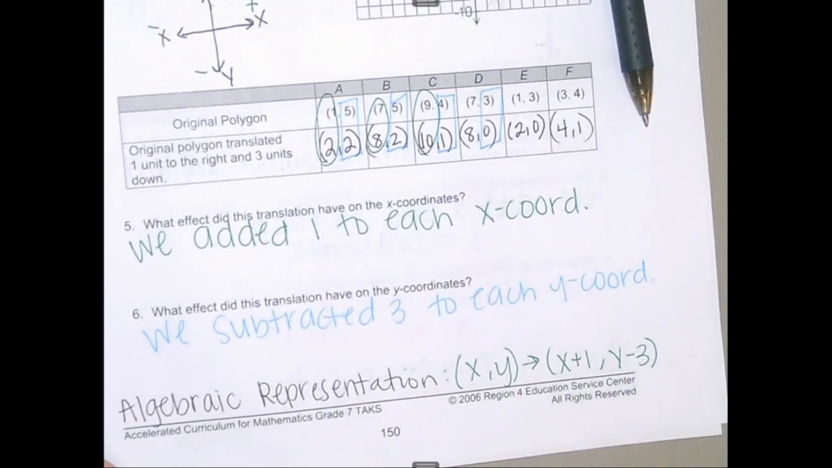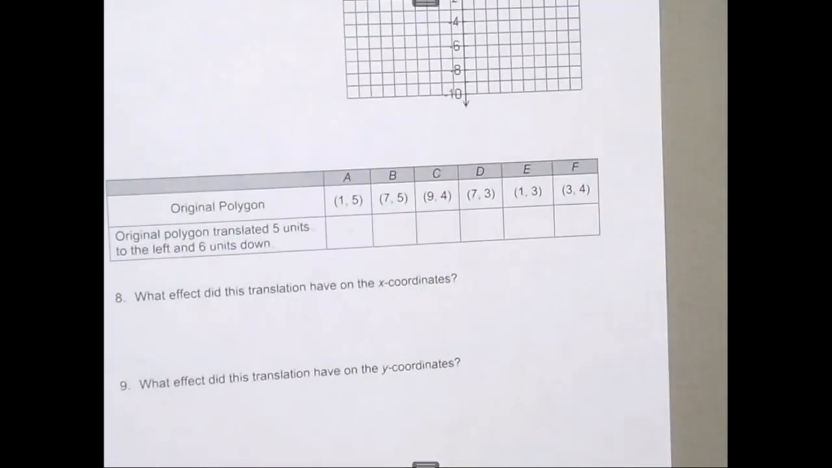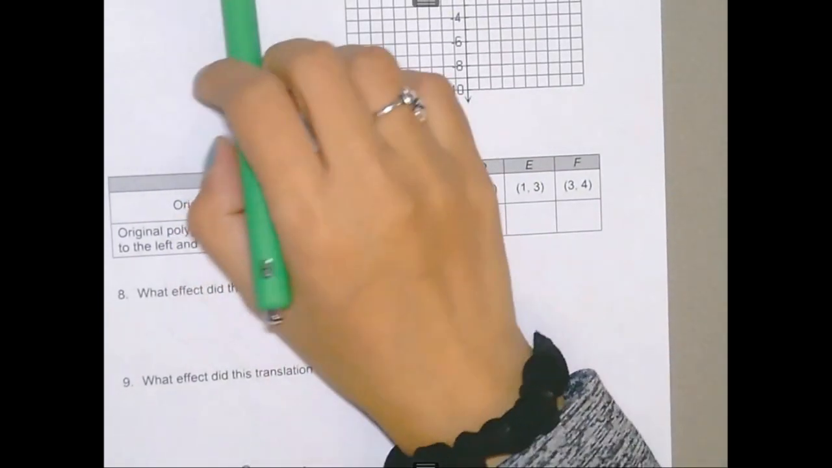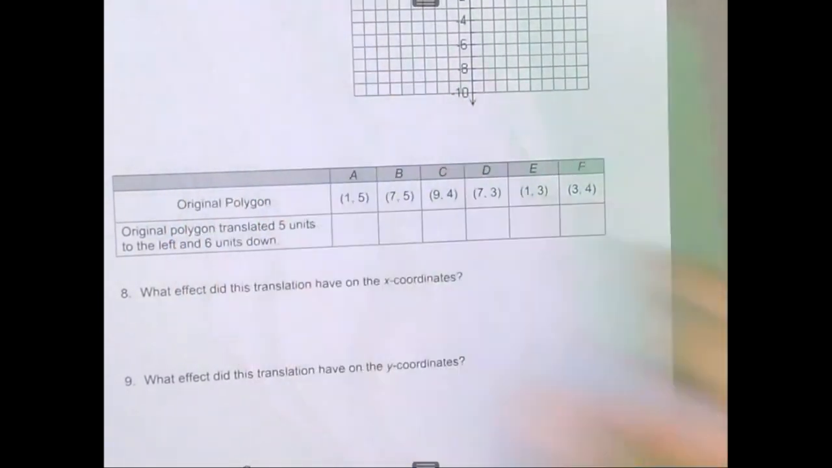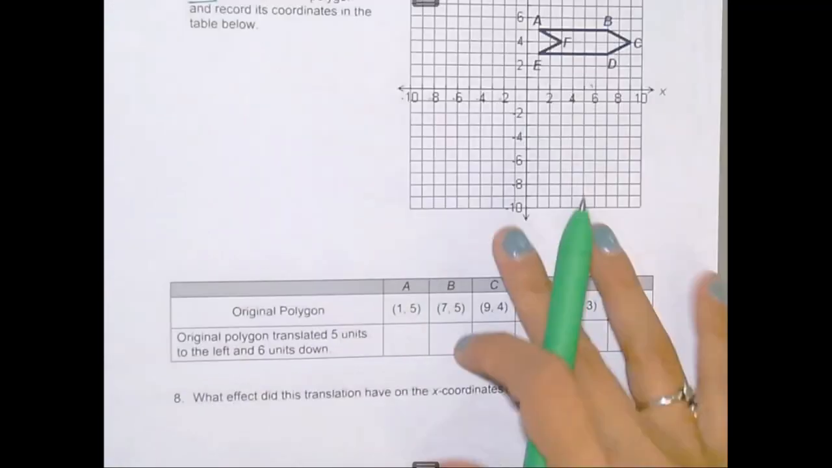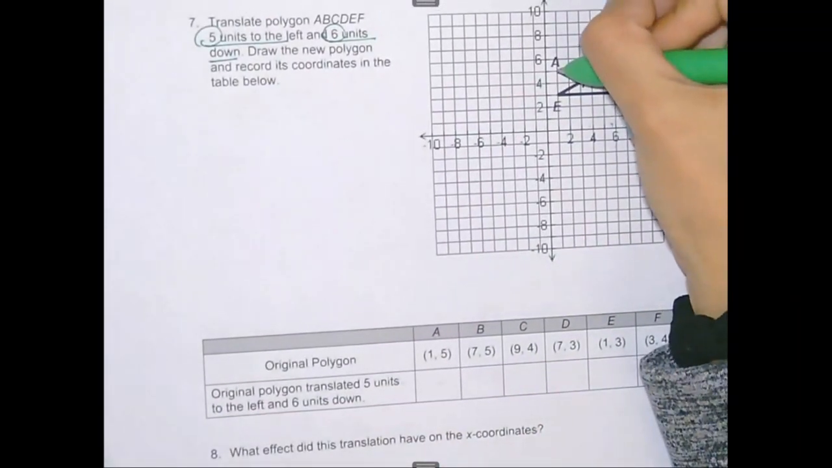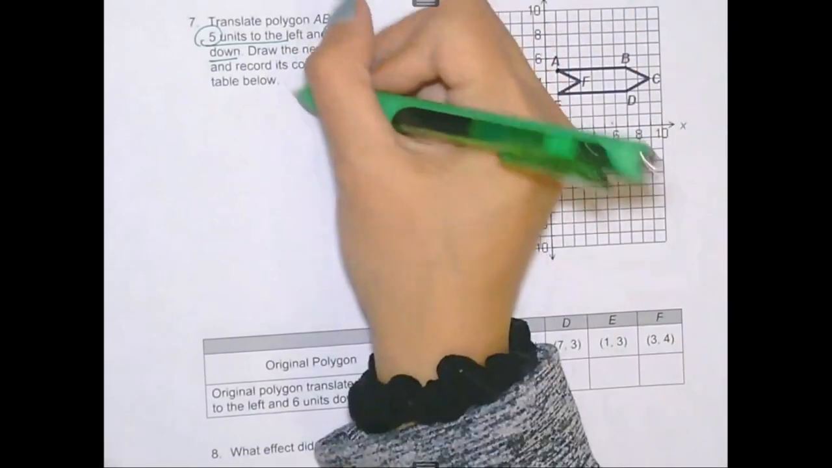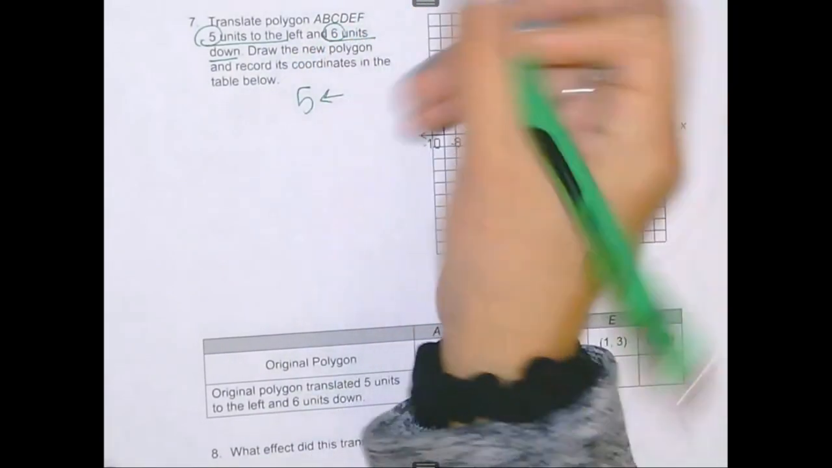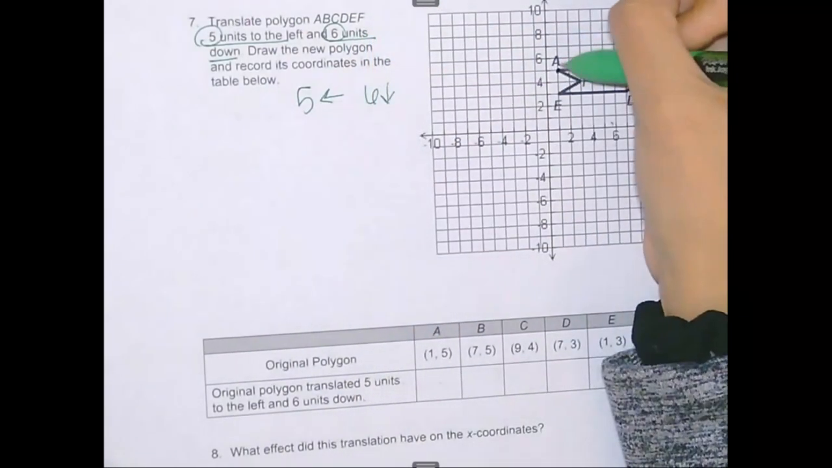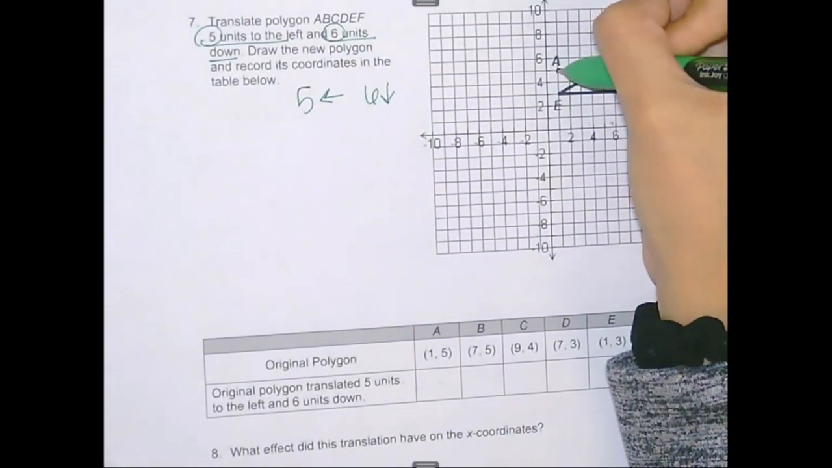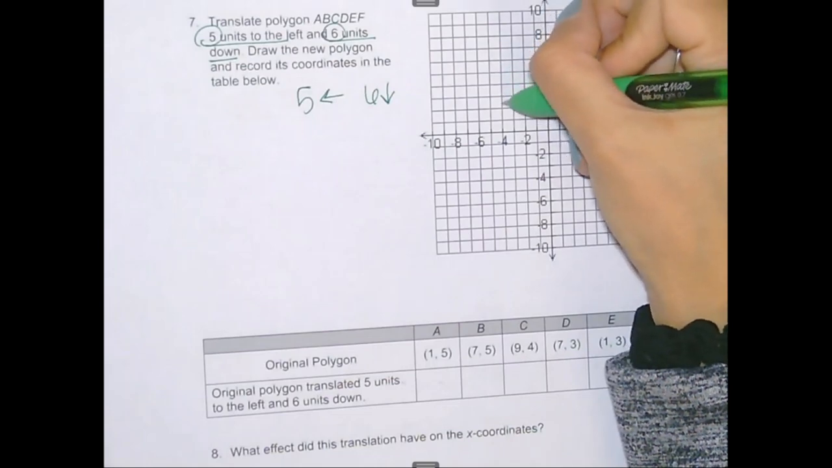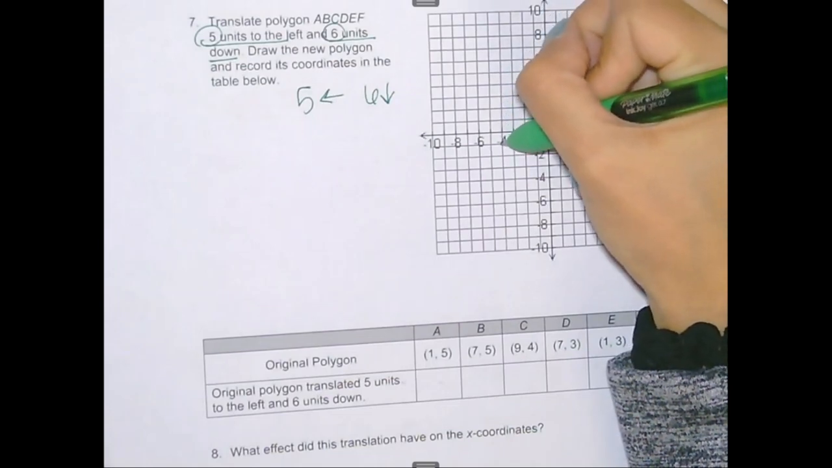Try working the next one on your own. Okay, so for this one, it says translate polygon A, B, C, D, E, F, 5 units to the left and 6 down. If you don't have your patty paper, you're going to take each vertex and move it 5 to the left, 6 down. So I would take where A is and I would count 5 left, 1, 2, 3, 4, 5, and down 6, 1, 2, 3, 4, 5, 6.